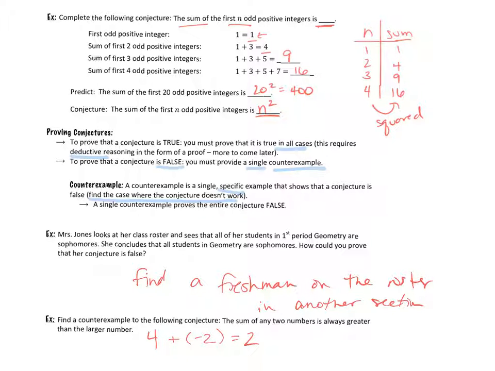I only have to provide one, but in case a negative number didn't come to mind, maybe you thought of adding 0, because 0 is still a number. So if I picked 5 plus 0, that equals 5. And since my conjecture is that it's always greater when I add them together, equal to is not part of that sentence, so I've also now provided a counterexample that would also work.